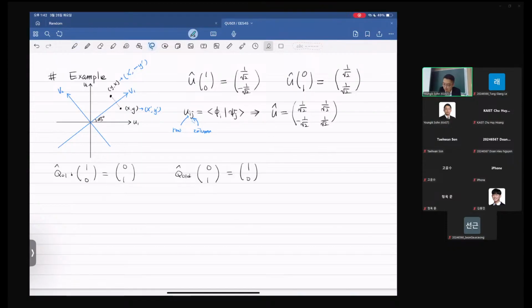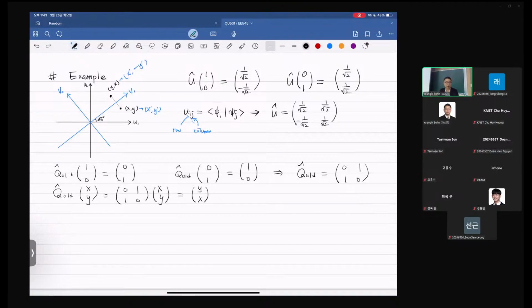So Q old itself is this matrix, in the old representation, the old axis, U1, U2 axis representation. So to generalize, Q old, when you apply it to XY, is a reflection against the 45 angle line. So it's going to give you YX. Okay. So let's see Q new.